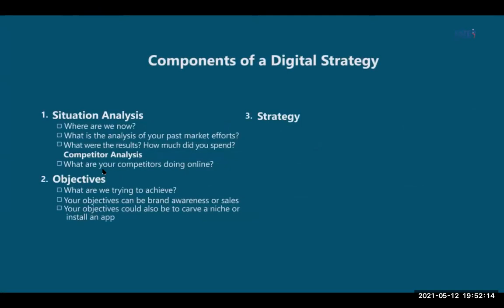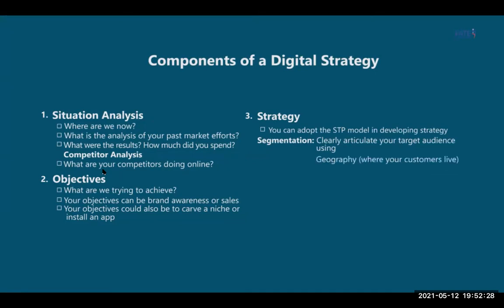After you've done your objectives, the next stage is your strategy. And I'll divide strategy into what I call the STP model. S for segmentation, being able to clearly articulate your target audience. Segmentation, using geography. Where are my consumers? Are they in Lagos? Are they in Nigeria? Or are they all over the world? Demography, their age, their gender, their income level. And then finally, psychography, their habits, lifestyle. What do they love? Their affinities, things like that.